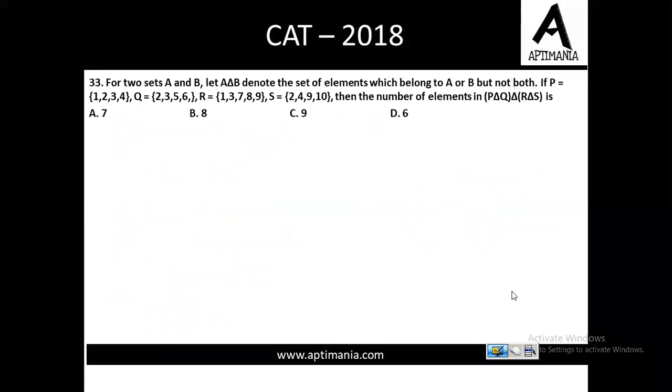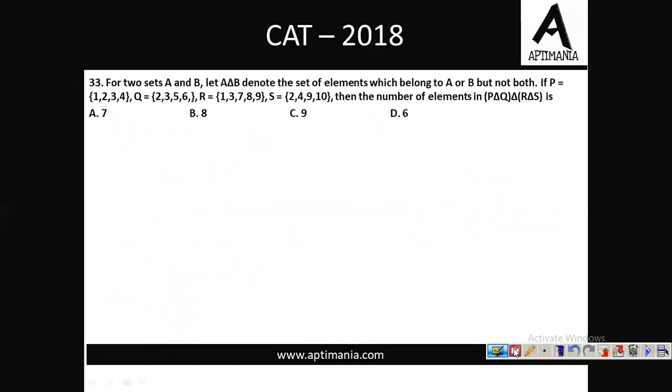Question number 33 is on the screen. It's a question from set 3. So let's try to figure it out. For two sets A and B, let A del B denote the set of elements which belong to A but not to B. Meaning, the element can either belong to A or can belong to B, but it should not belong to both, right? Okay. If P equals this, Q equals this, and the values of R and S are given, then P del Q is asked, right?